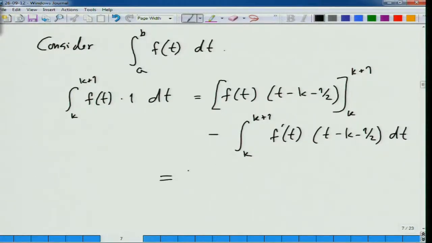Now, what is the first one of these? That's f k plus 1. Right, and what you get there is 1 minus 1 minus half, so half of f k plus 1, and minus of minus becomes plus half of f k, minus this integral.